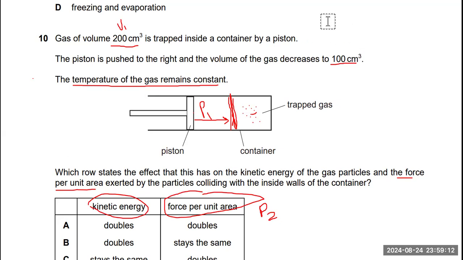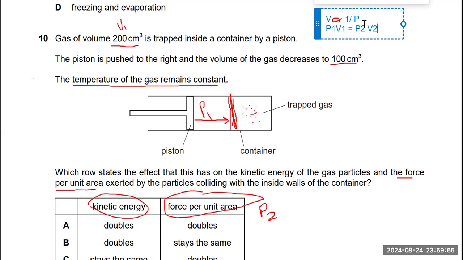Remember, this question is related to Boyle's law. Boyle's law says volume is inversely proportional to pressure, V proportional to 1 over P. Volume is inversely proportional to the pressure produced by the gas. And the second definition of Boyle's law is that the product of initial pressure and initial volume, P1 V1, is always equal to the product of pressure after the experiment and volume after the experiment.